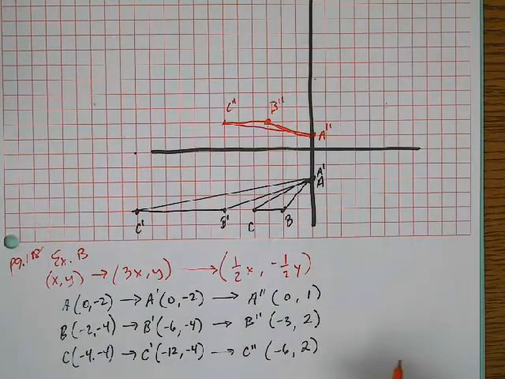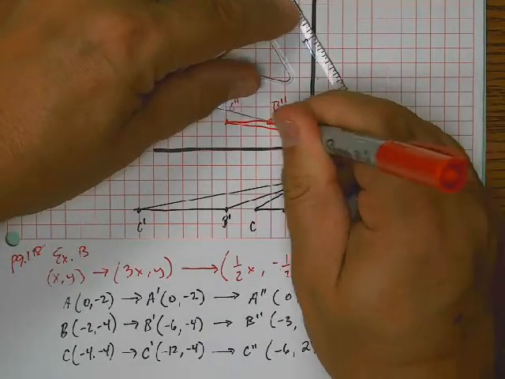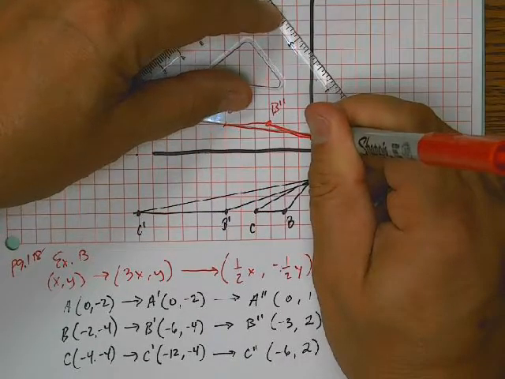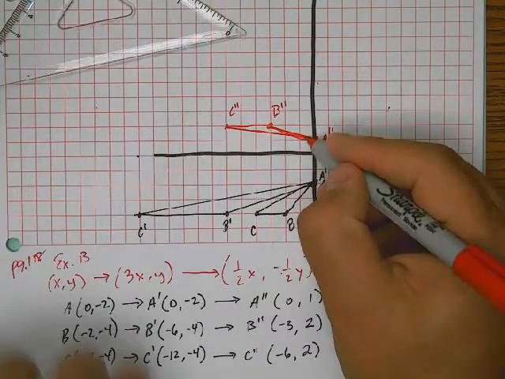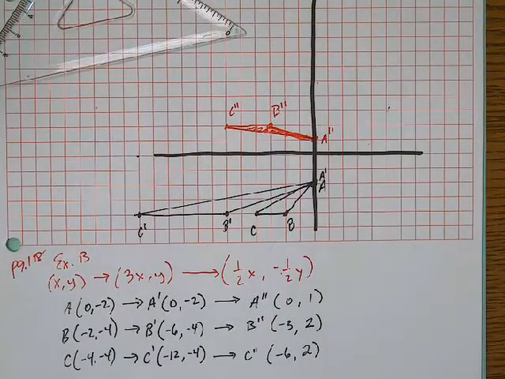Yeah, use a straight edge. There it is. Because it shrunk. I mean, it got compressed by 1/2. Okay? All right. Questions on that? You see how to do those?